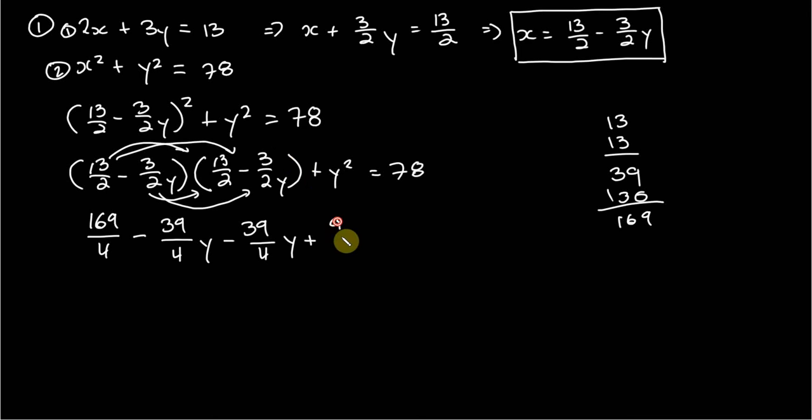3 times 3 is 9, so it's 9 over 4 y squared plus y squared equals 78.